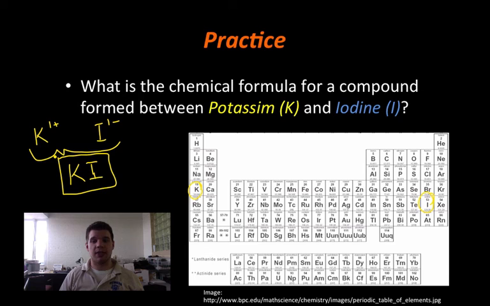So hopefully this was helpful. This is all we're going to take care of today. Once we know how to predict the charges of the ions, we can then use those charges to figure out exactly what compounds they can form and exactly how many of each ion I will need to form that compound and get an overall neutral compound.